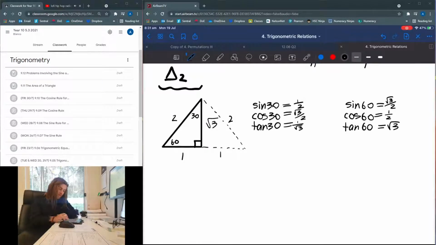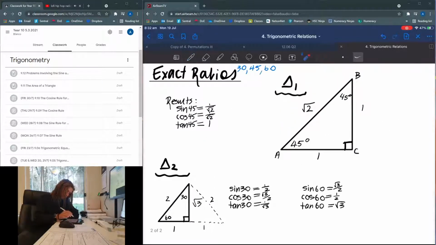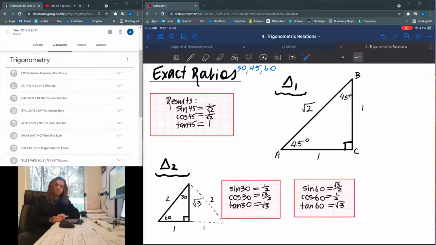Now, each of these results is considered one of our exact ratios. So if you're ever working out a trigonometry question and it ends up being, okay, tell me what sine 45 is, you should know what that is.